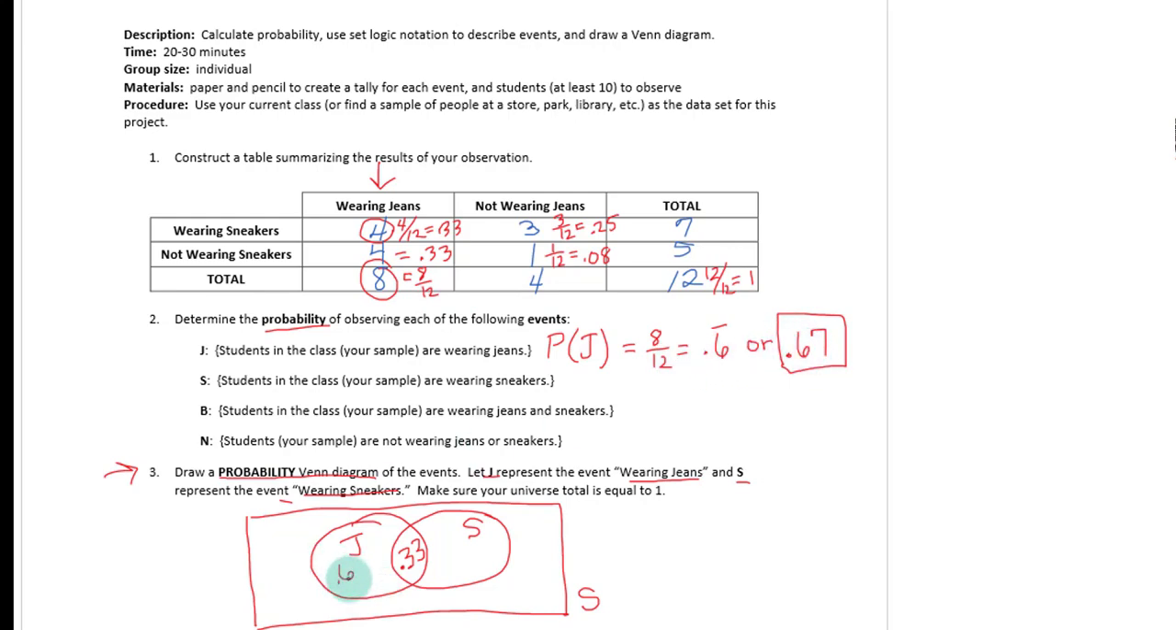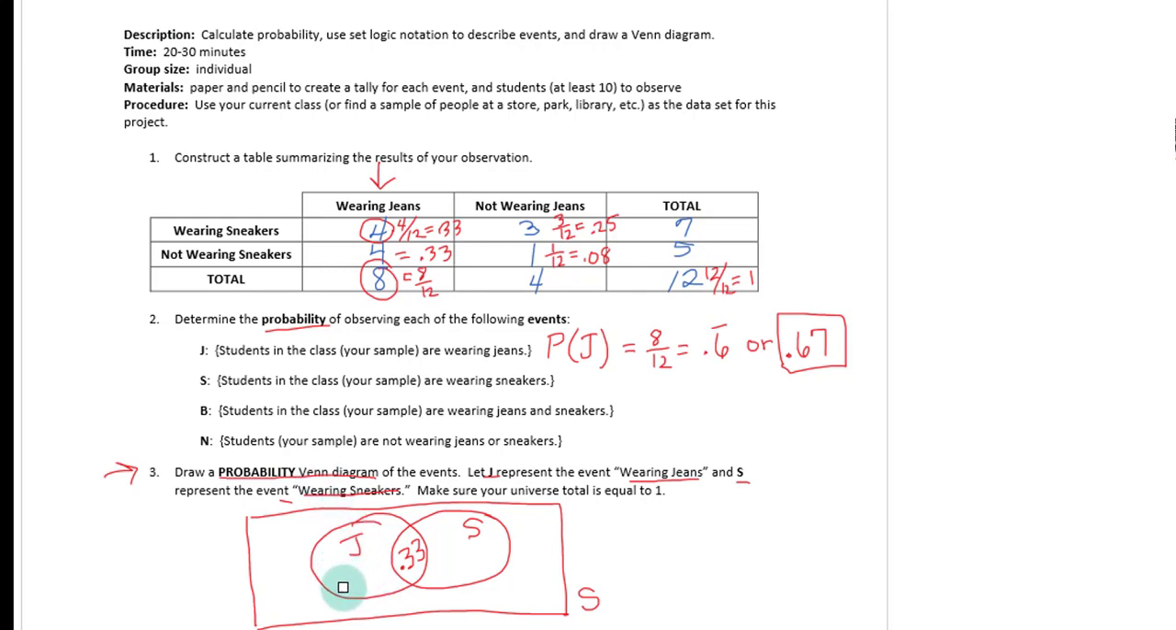So don't write 0.67 here. That shows a total of 0.67 added to 0.33. So that is the typical mistake that people make on the project. So you don't want to do that. Okay, let's get the eraser and get rid of that.